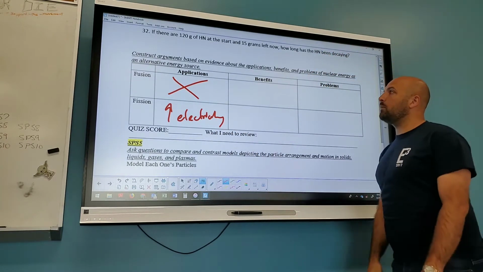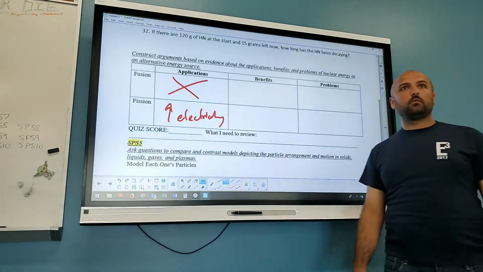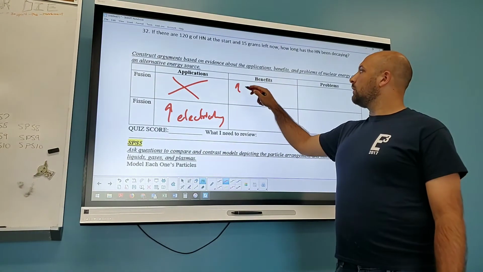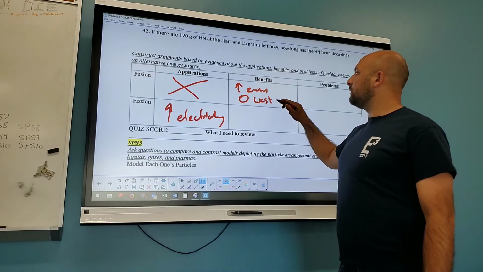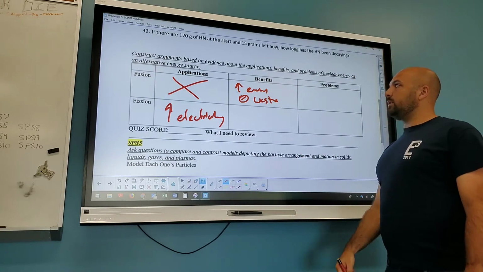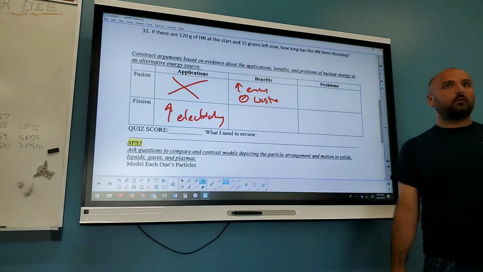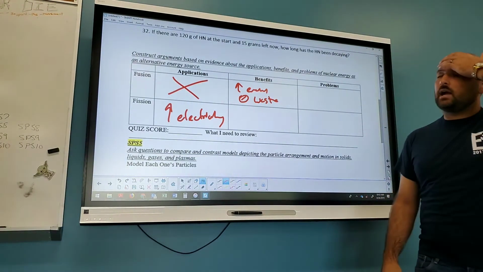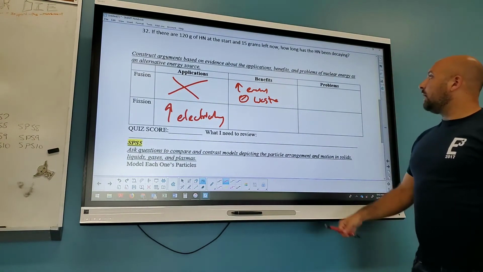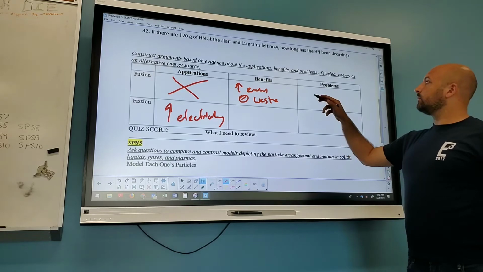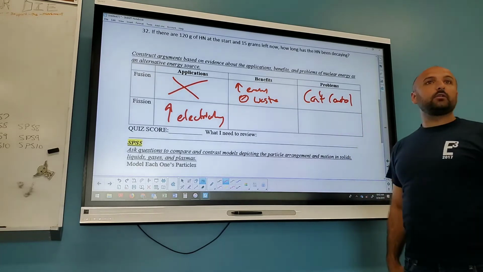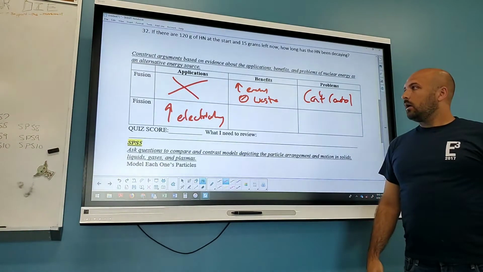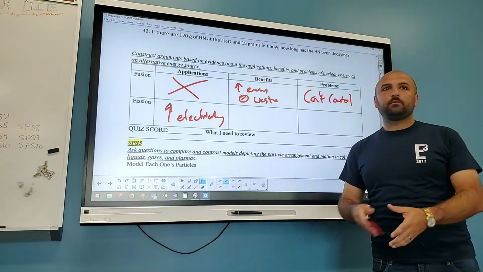The benefits. What would the benefits be if we could do fusion? Lots of energy and zero waste, right? No waste. Because, again, the only thing made is what? Helium. They hydrogen make helium. That's pretty great. What are the problems? We can't do what? Can't control it yet, yeah? Okay, how about the benefits of fission?